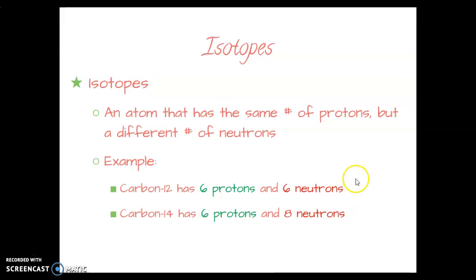The thing about carbon-14 is that it is radioactive, so they can use the amount of carbon-14 present in a sample to determine the age of that sample. Depending upon how much carbon-14 is left, that tells you how old the thing is. That's why it's used for determining the age of fossils.